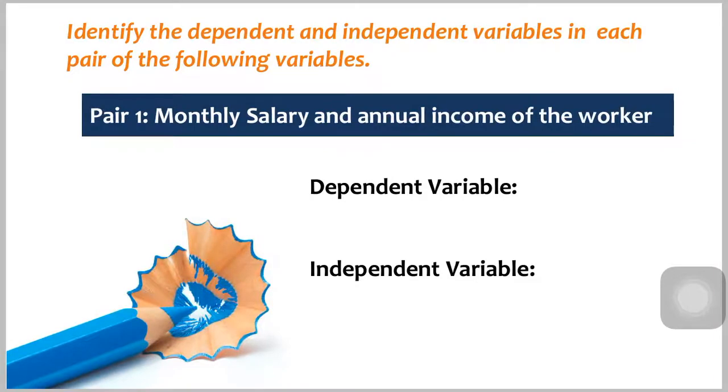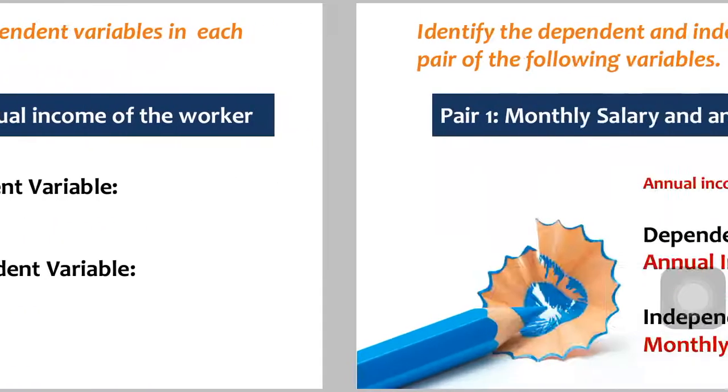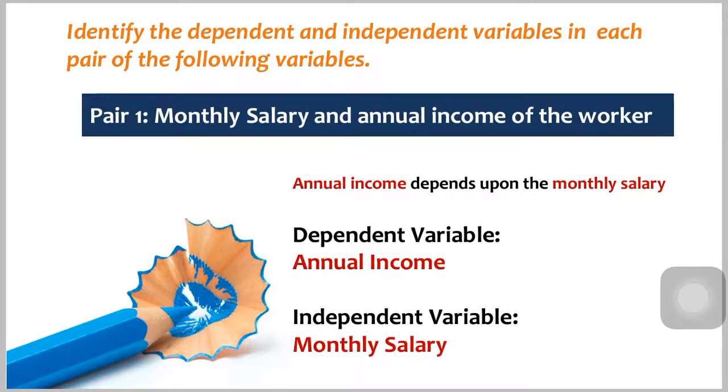monthly salary and annual income of the worker. Which is the dependent and which is the independent? We could restate it this way. Annual income depends upon the monthly salary. Thus, the annual income is a dependent variable, and the monthly salary is the independent variable. You check first its logic before you go on identifying the dependent and independent variable.